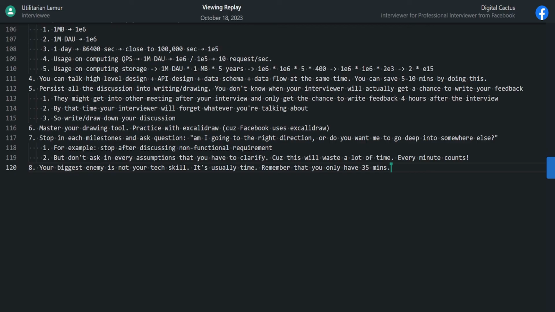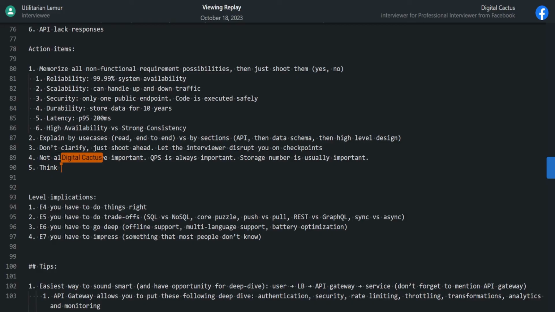And that core puzzle is the most important trade-off that you have to make. So if you cannot come up with other trade-offs, like SQL versus NoSQL, REST API versus GraphQL, if you don't have time to do that, at least make this one trade-off about the core puzzle. Got it.